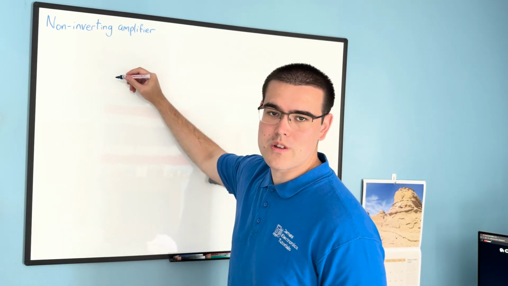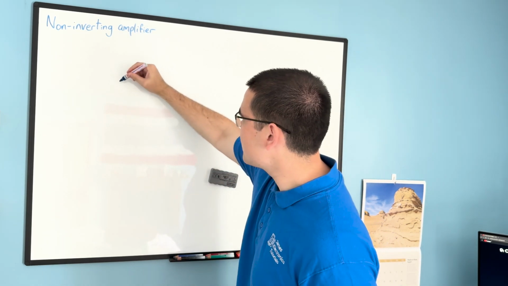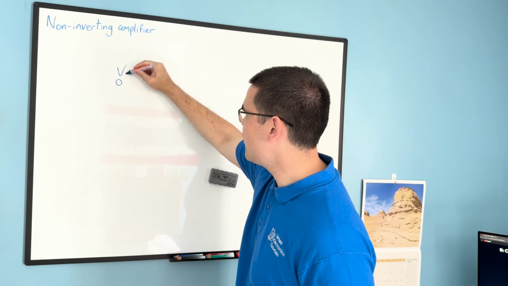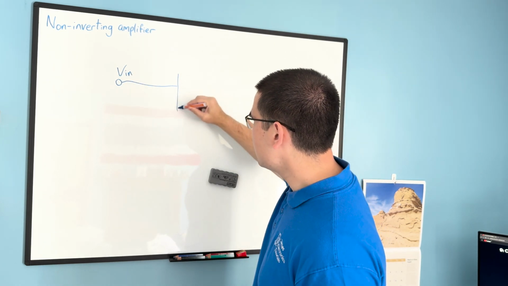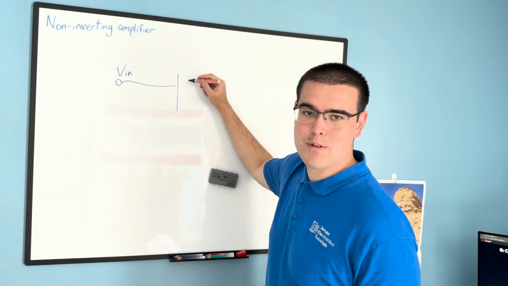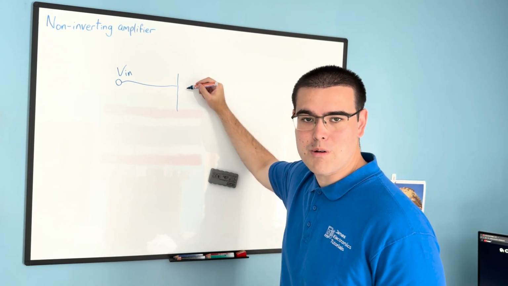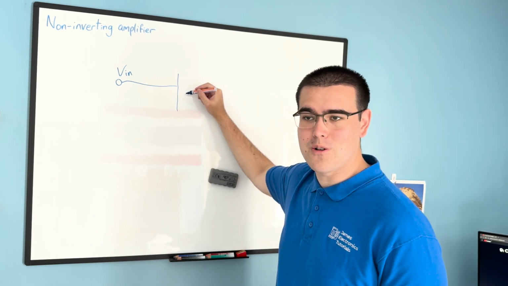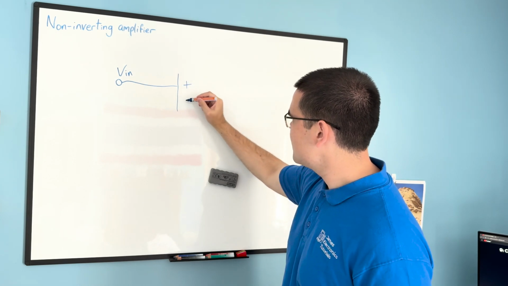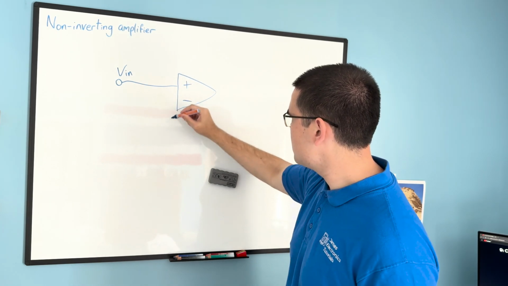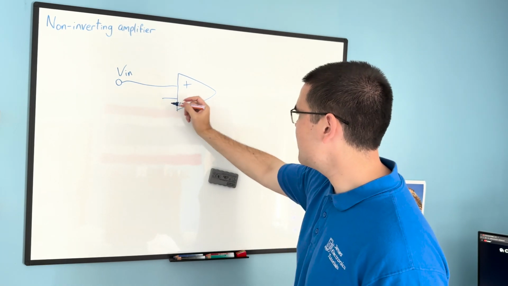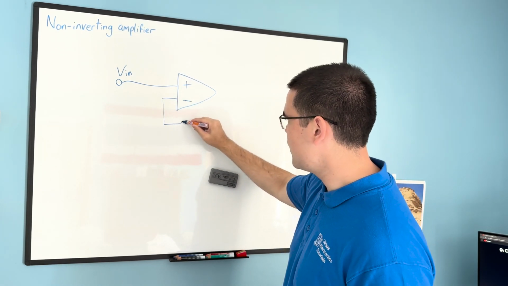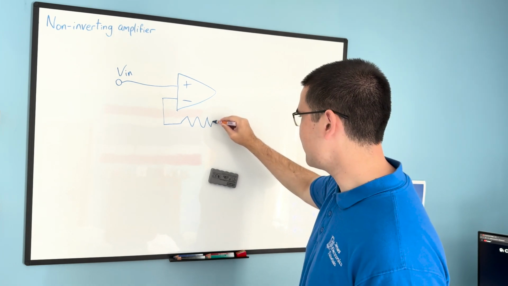So let's start by drawing the non-inverting amplifier circuit. Here we have the input voltage, Vin. Because this is the non-inverting amplifier, we connect the input voltage to the non-inverting terminal, just like this. Now we have the inverting terminal here with two resistors that act as a voltage divider.